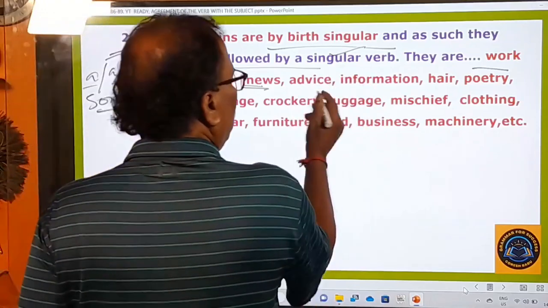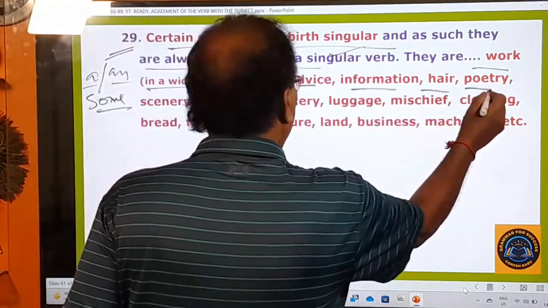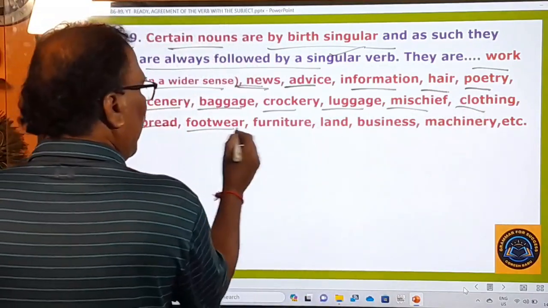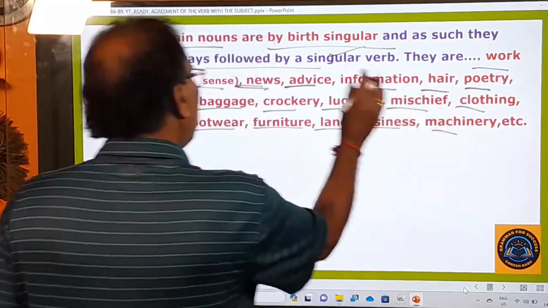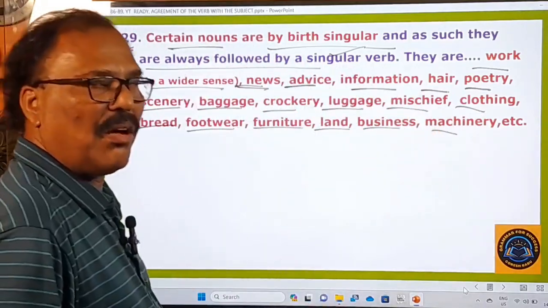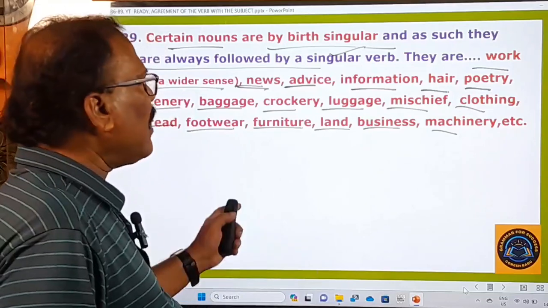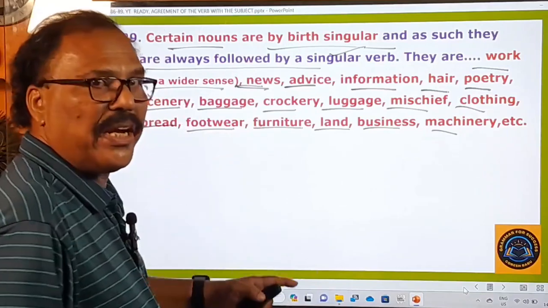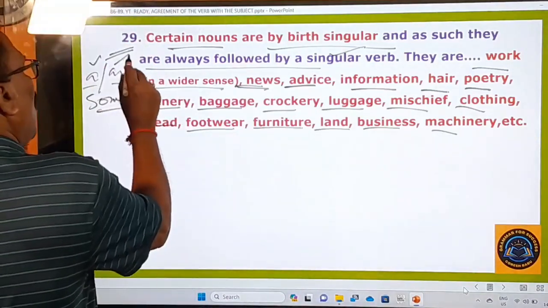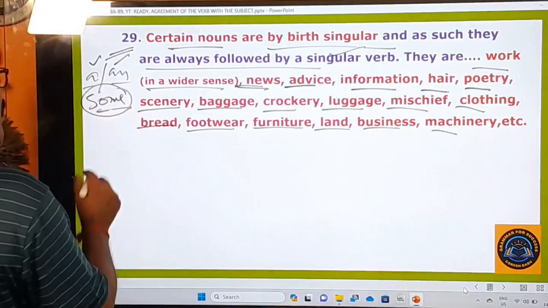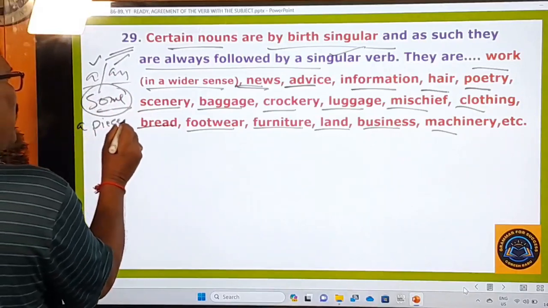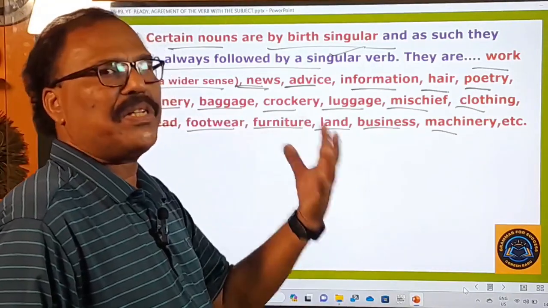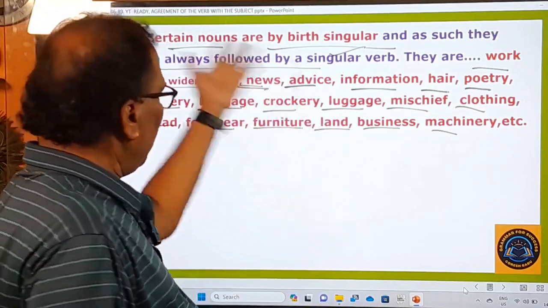So, similarly, advice, information, hair, poetry, scenery, baggage, crockery, luggage, mischief, clothing, bread, footwear, furniture, land, business, machine. These are all very, very important nouns that are by birth singular. They take only a singular verb after them. And one more important thing I am telling you, in addition to this, they are never used with a or an. They are used with some or a piece of. I have dealt with all these things in a video called special nouns, right?